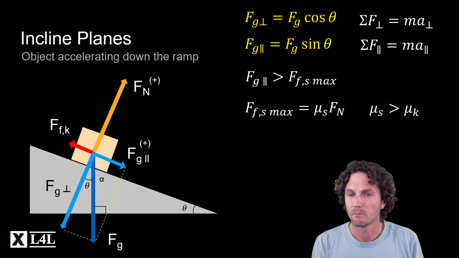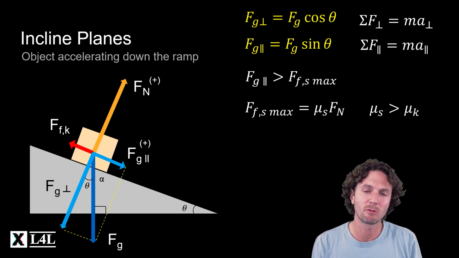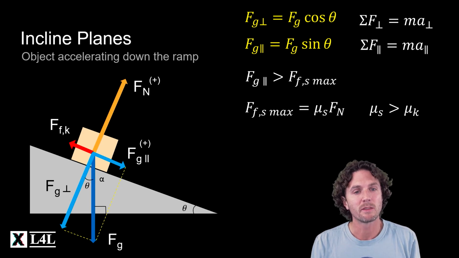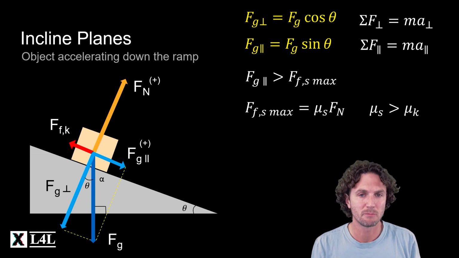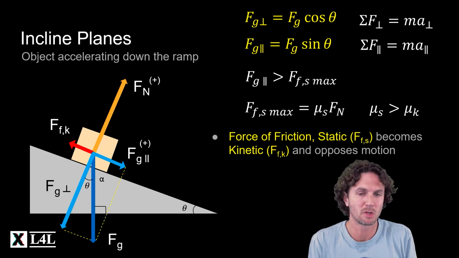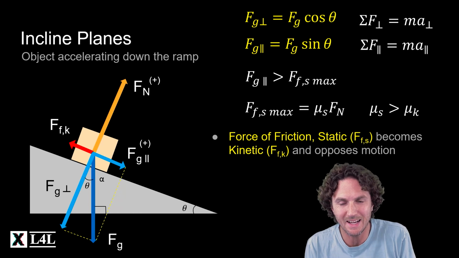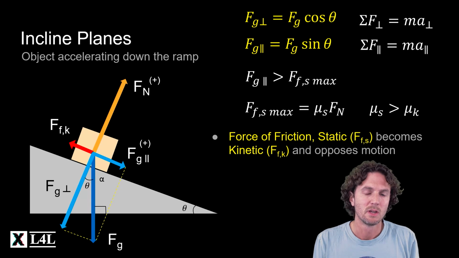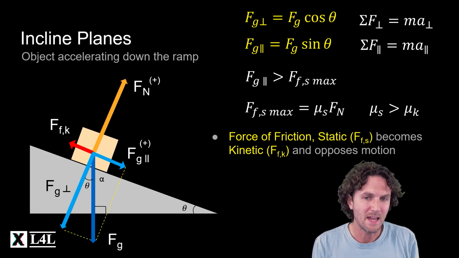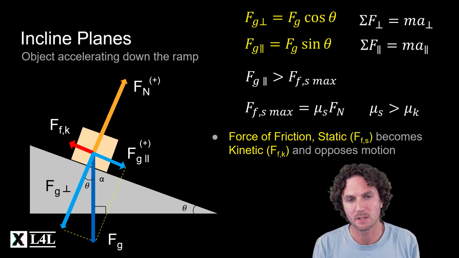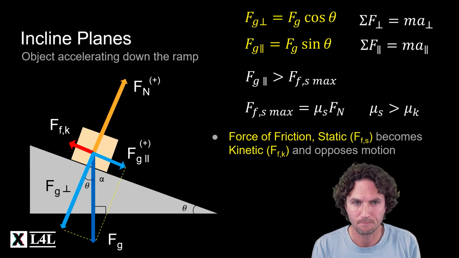Now, the coefficient of static friction is always going to be greater than the coefficient of kinetic friction. So at the point where the parallel component of gravity is larger than the maximum static friction, the object will switch over to kinetic friction because it starts to accelerate and slide, and is no longer in static friction but kinetic friction. And so mu sub s, the static coefficient of friction, will now become the kinetic coefficient of friction for the two objects sliding with respect to each other.